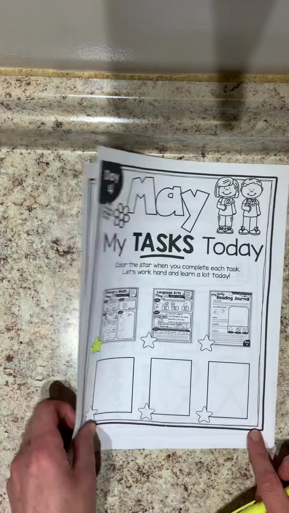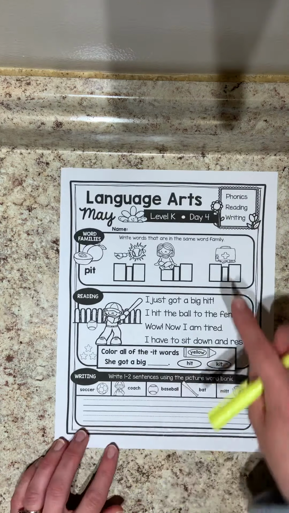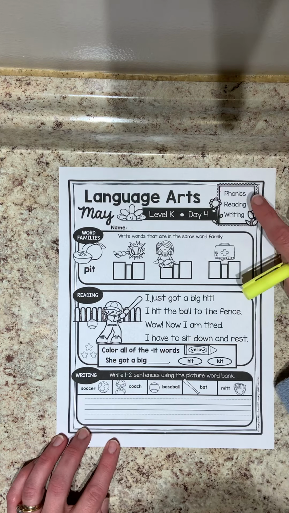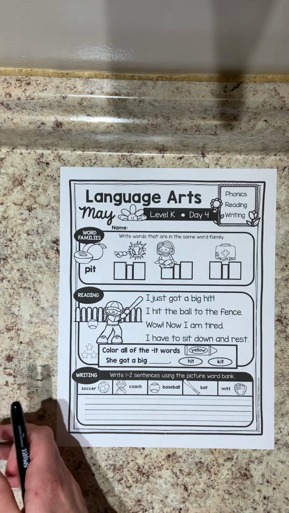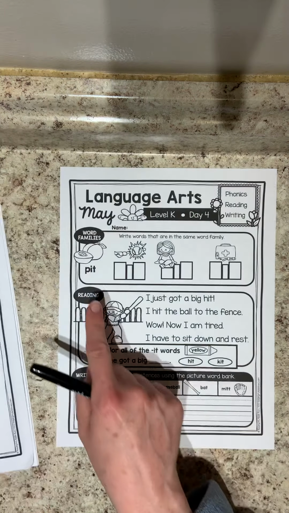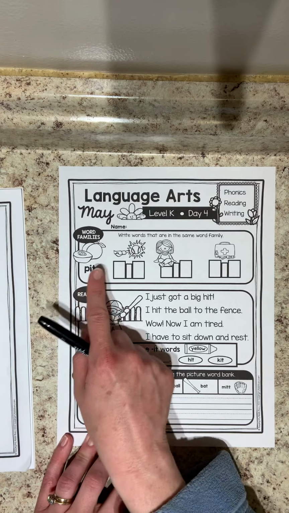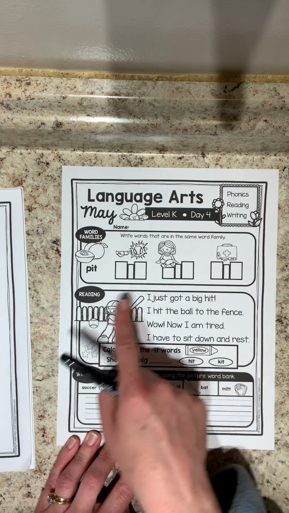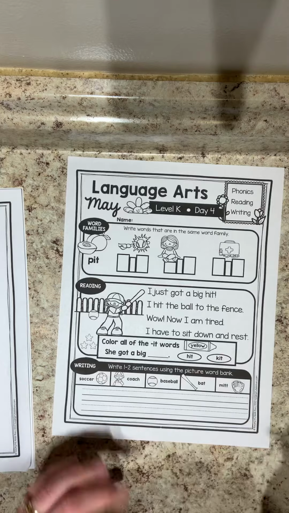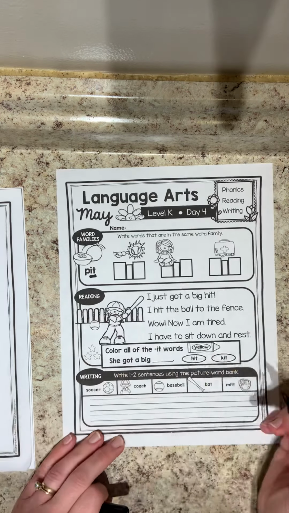Moving on to language arts. Make sure it says day 4. We're doing phonics, reading, and writing today, as always. This is when I'm going to use my picture key again. I see this says for word families, write the words that are in the same word family. And our word family today is the IT word family.